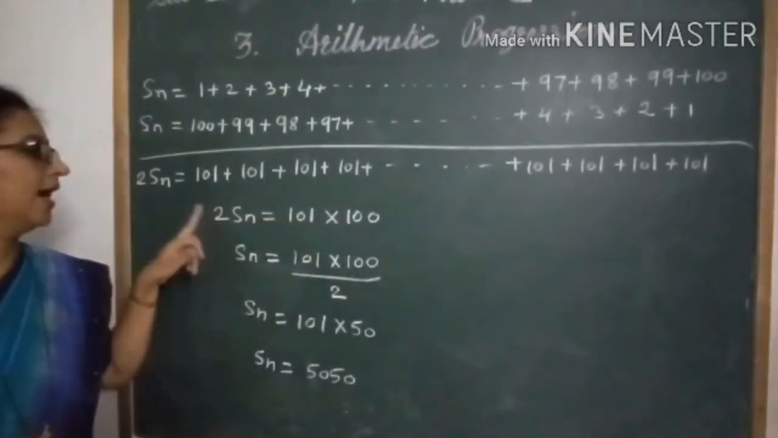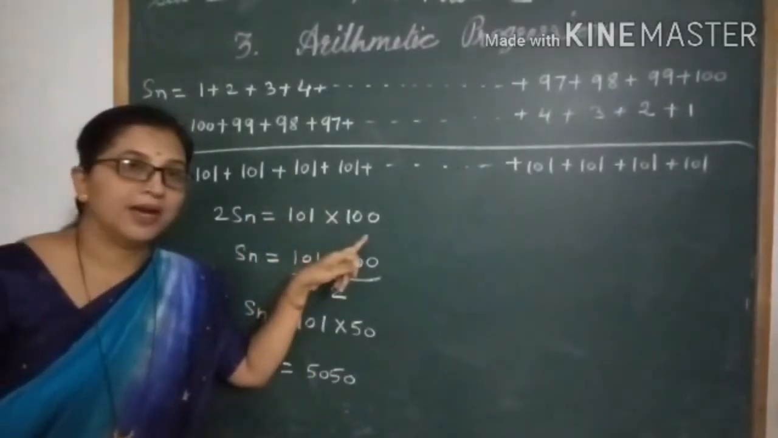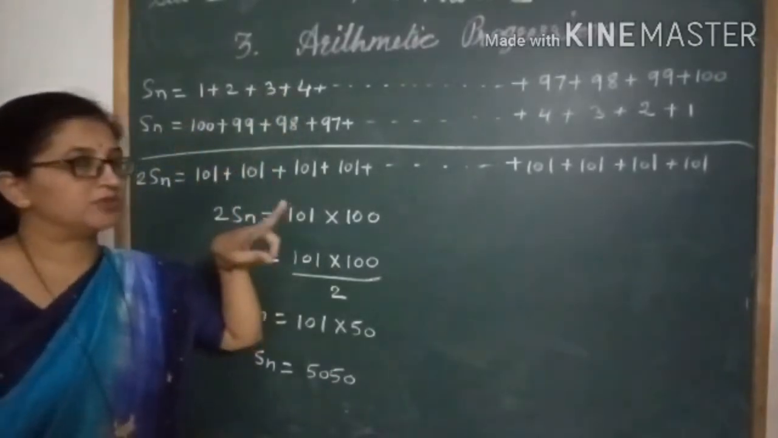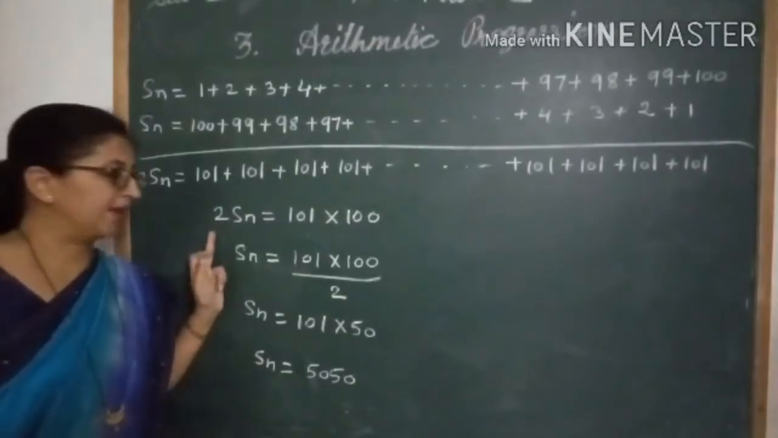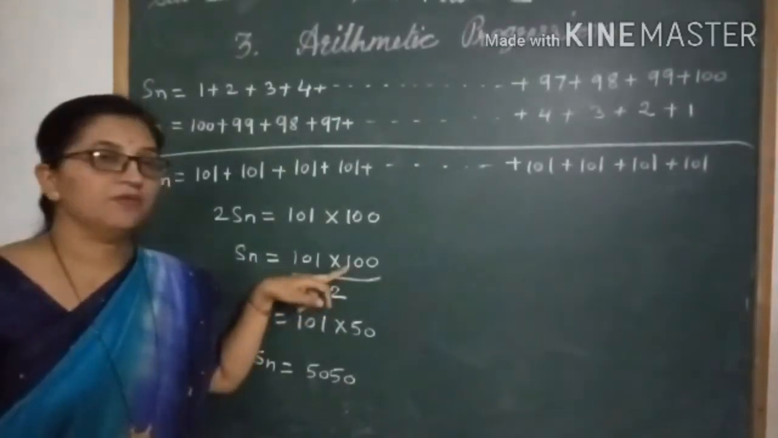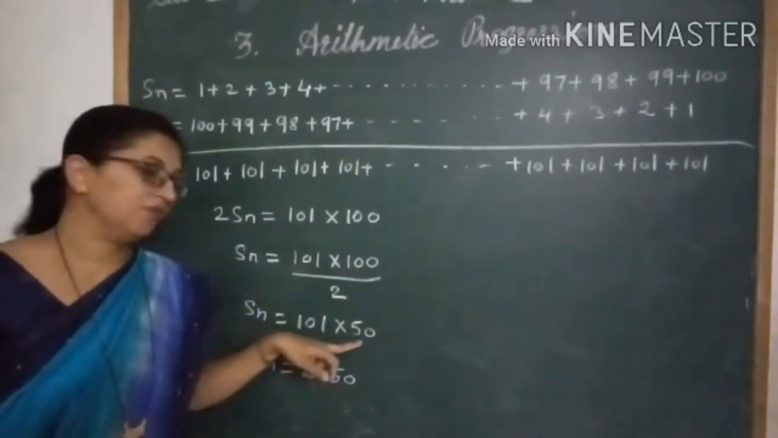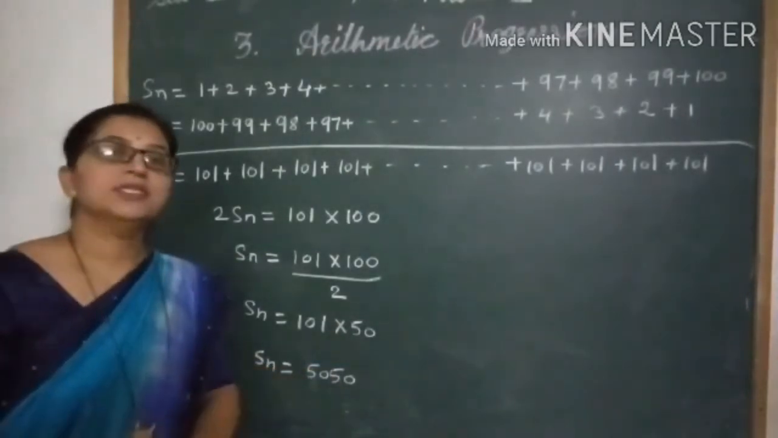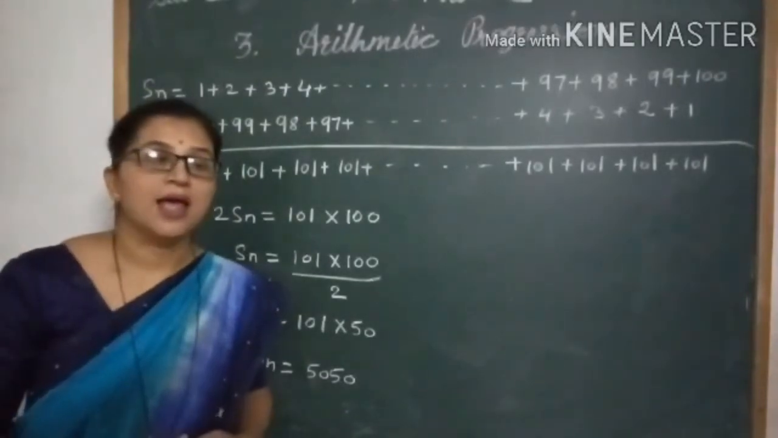So here we can say that 2Sn is equal to 101 multiplied by 100. We want to find out, he added it 2 times, but we want the sum only 1 time. So this 2 is multiplying, it will divide. So we will get here 2 ones are 2, 2 50s are 100. So Sn is equal to 101 into 50, that is Sn is equal to 5050. So in this way he applied this method, and within a few minutes he gave the answer.